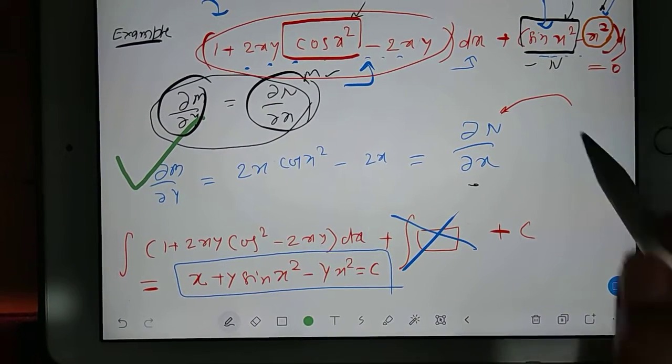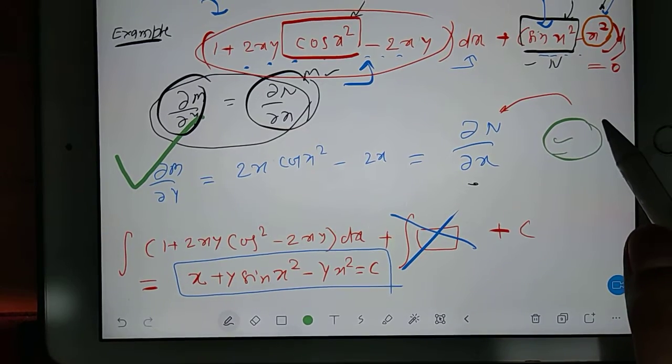Now we have some more concepts like equation reducible to exact.